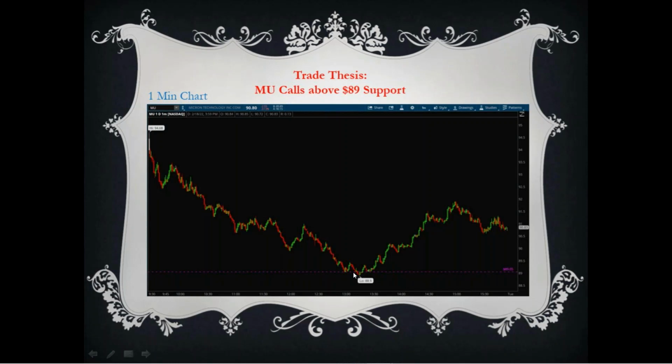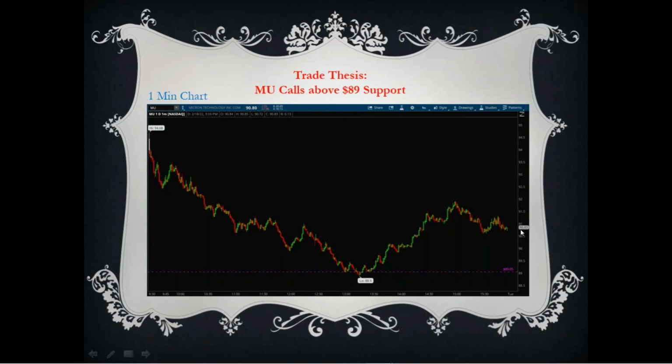Remember, our thesis is we want to be in calls if it's above this $89 support. It hit that level and it's above that. So our thesis right now is tomorrow we're going to open a call position for MU. Now, it closed Friday at 90.83. Okay, let's just say that tomorrow MU opens at the same price. And again, we're going to round up to make the numbers easy. So let's just say tomorrow MU opens at $91.